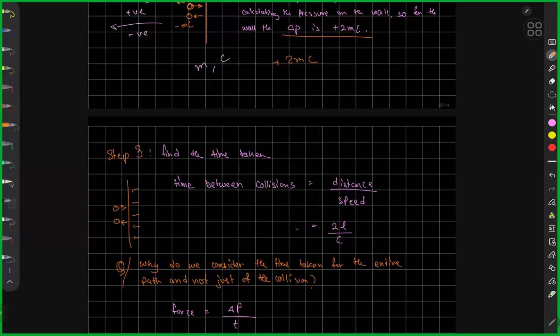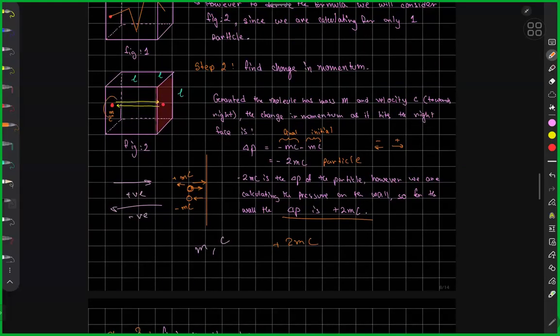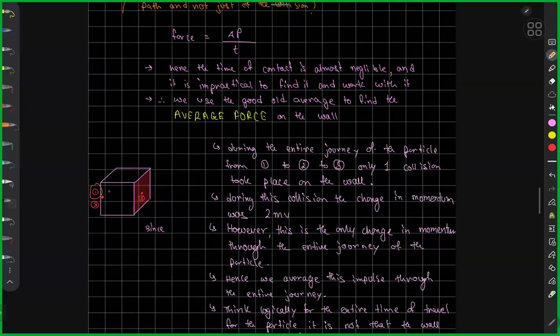So what do we take the time of collision to be? How long the particle takes to travel from 1 to 2 to 3. So this entire journey is the time of collision.